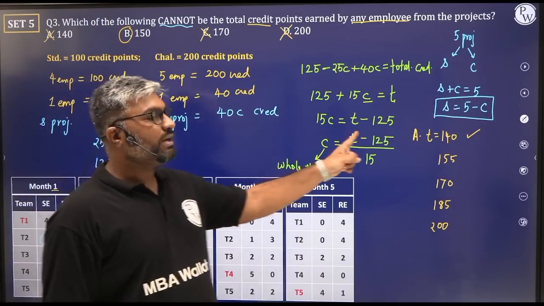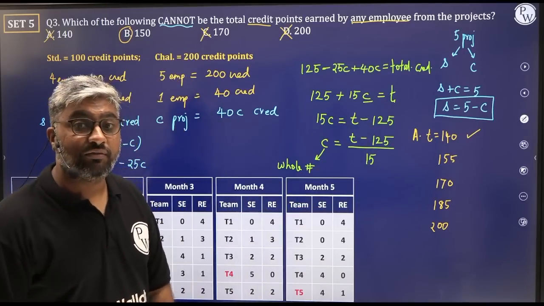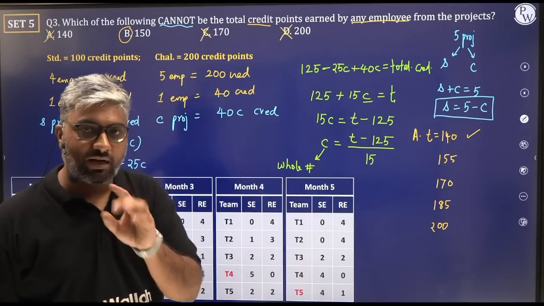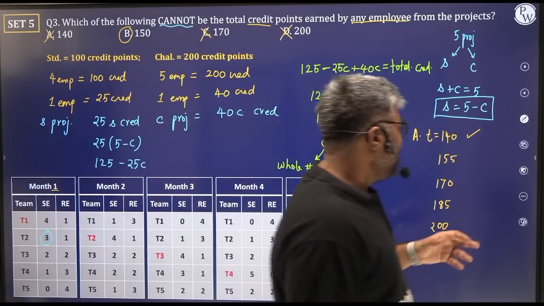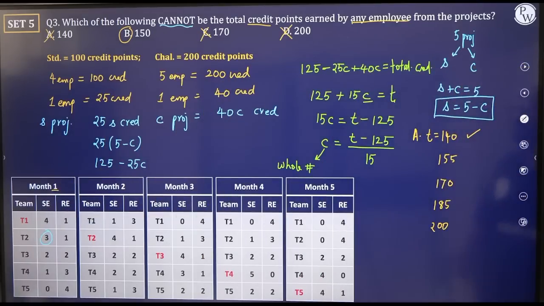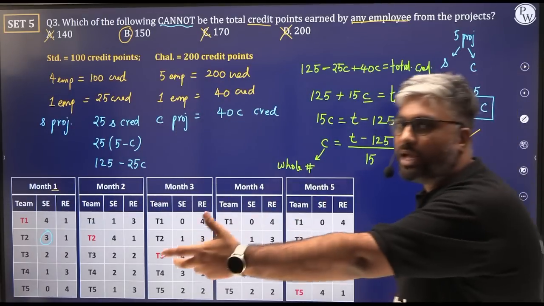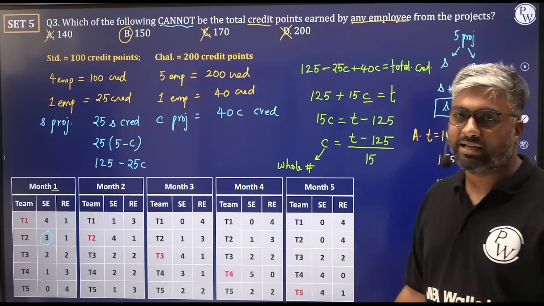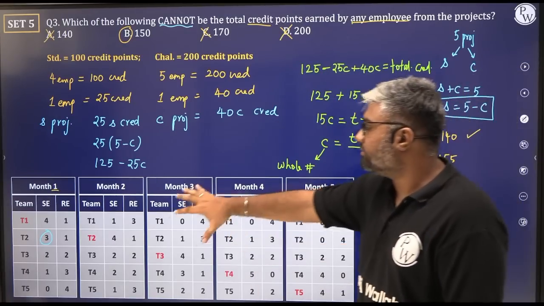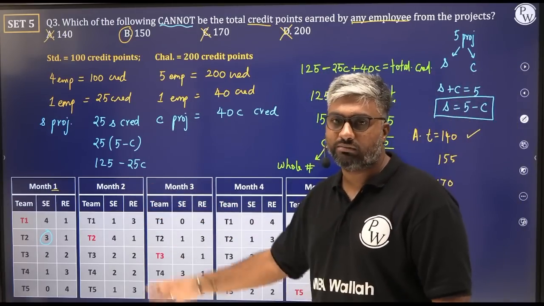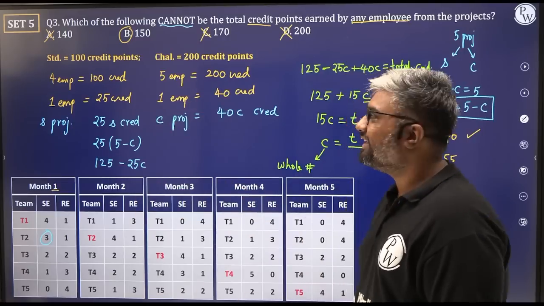150. 150 minus 125 is how much? 25. 25 by 15 is a non-integer value. Done, game over. But yes, it's not as easy as the first two were. It's not like you look at the table and quickly answer, right? It has nothing to do with the table altogether, right?